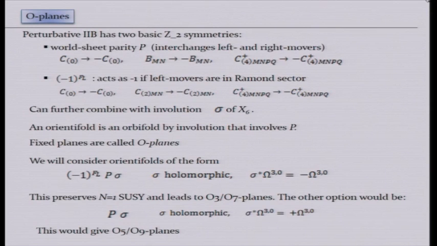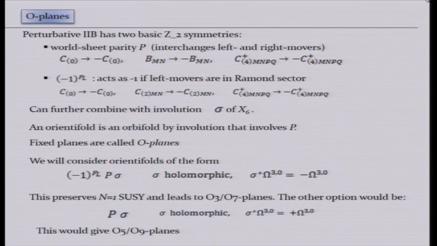Okay, so perturbative type 2B has two basic Z2 symmetries. It has a worldsheet parity, which just interchanges the left and the right movers. The way that acts on the bosonic fields is it interchanges the signs of the axion, the 4-form, and one of the 2-forms. You can check that that's a symmetry of the Lagrangian if you look at the Lagrangian for type 2B theory.